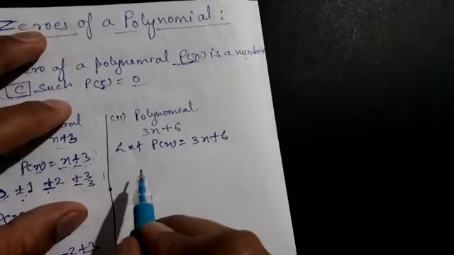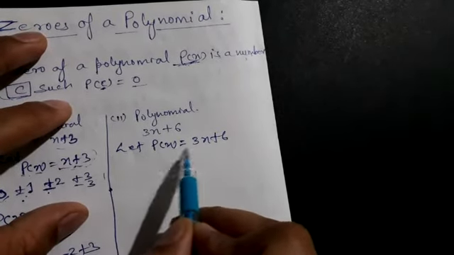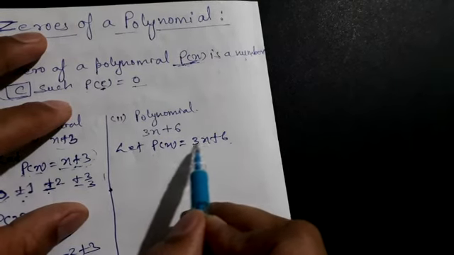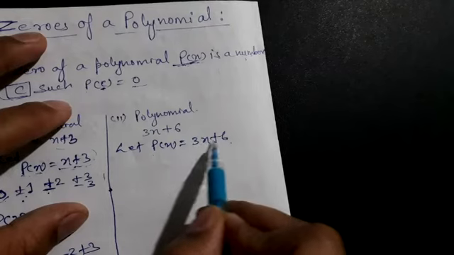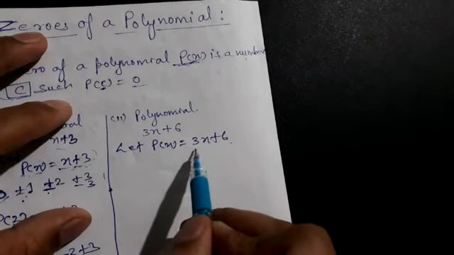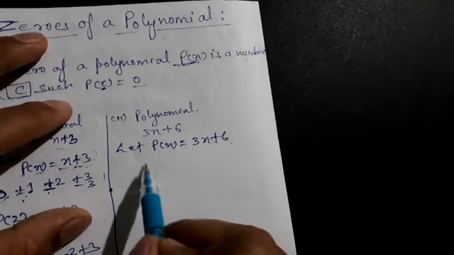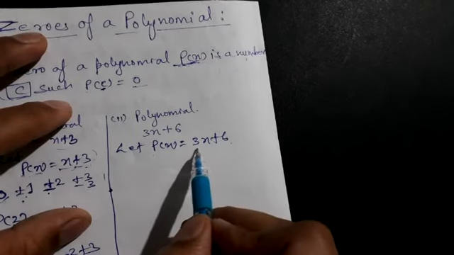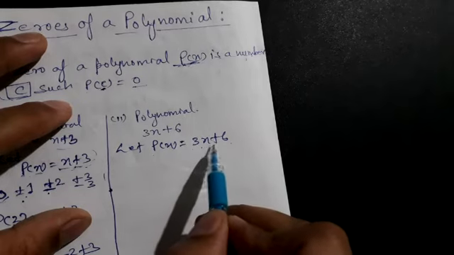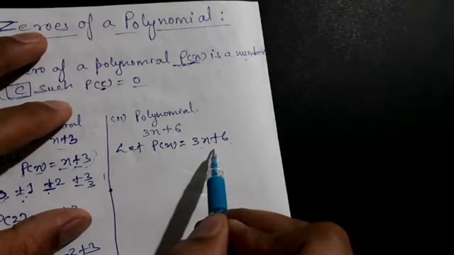Substituting x equal to plus 1. Tell me, substituting x equal to plus 1, whether p of 1 will give you 0. No, again it is not giving us 0. 3 into 1, 3. 3 plus 6, 9. It is not giving us 0. Substituting x equal to minus 1, p of minus 1 will be 3 into minus 1. So 3 into minus 1, minus 3, plus 6. So minus 3 plus 6, the answer will be plus 3. Again it is not giving us 0.